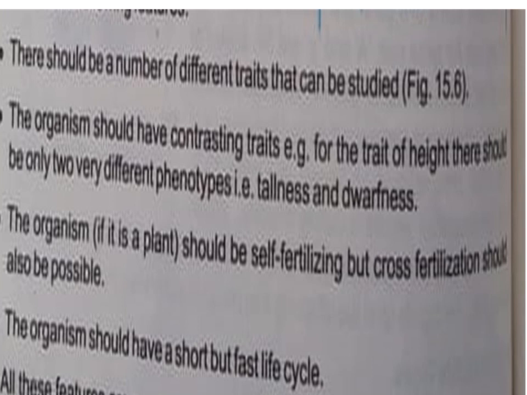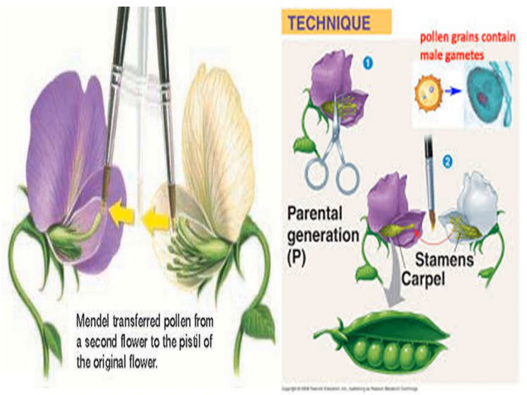The organism, if it is a plant, should be self-fertilizing, but cross-fertilization should be possible. The organism should have a short but fast life cycle. All these features are present in the pea plant. Normally, the flowers of the pea plant allow self-pollination. Cross-pollination can also be done by transferring the pollen grains from the flower of one plant to the flower of another plant. Each trait studied in the pea plant had two distinct forms.